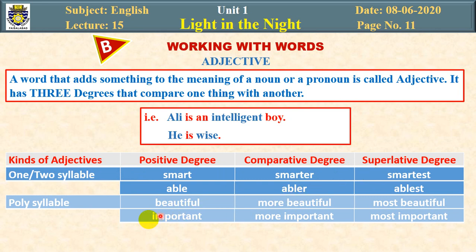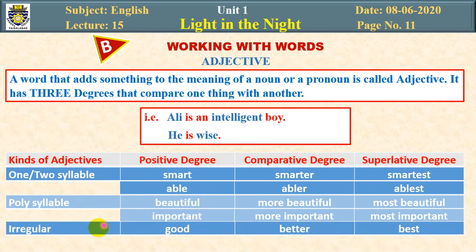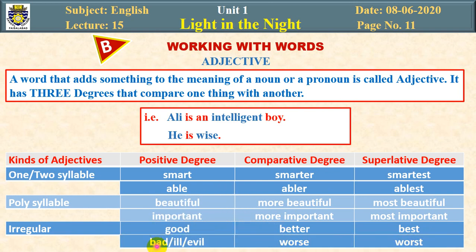There are certain other adjectives which do not have any set format or rule to make comparative and superlative degrees. These are called irregular adjectives. First of all, good. Good does not have any set rule or format to make comparative and superlative degrees. So good, better, best. Let's see another example, that is of bad, ill, evil.